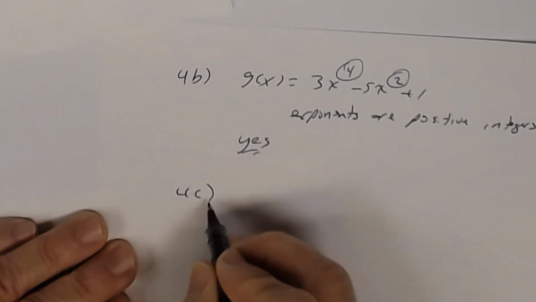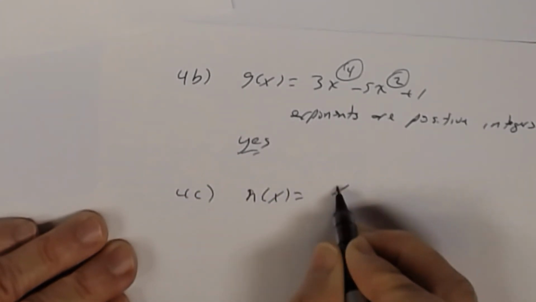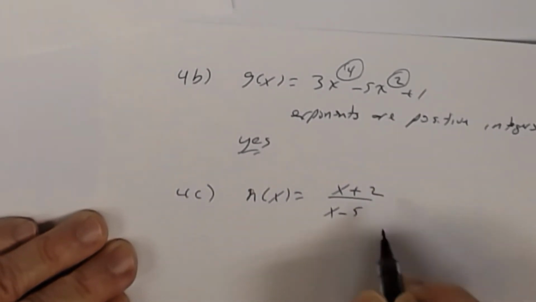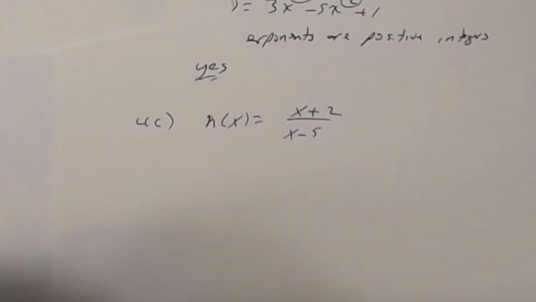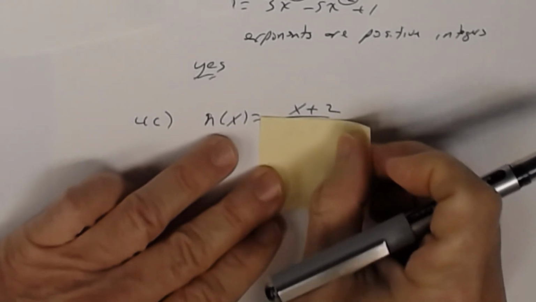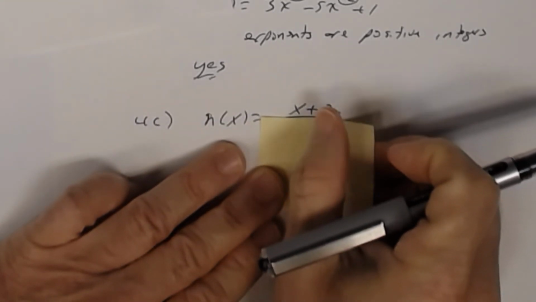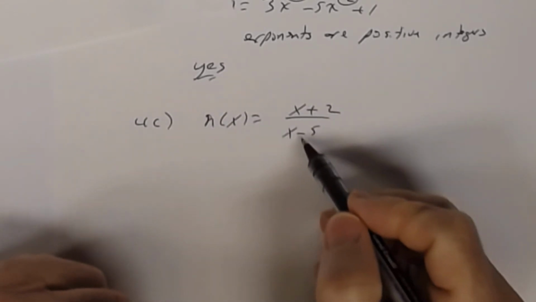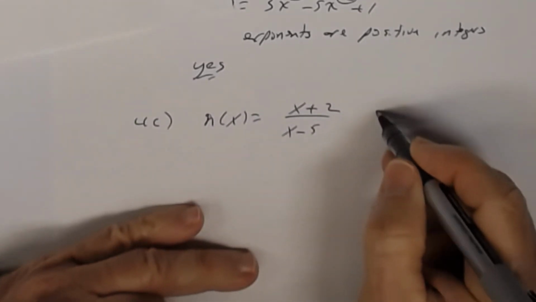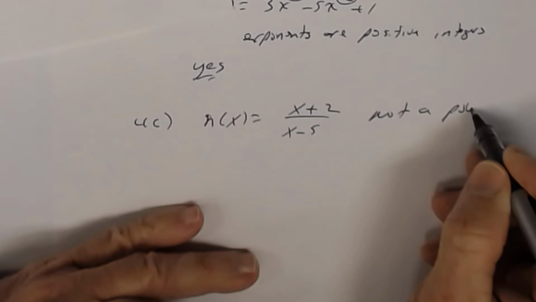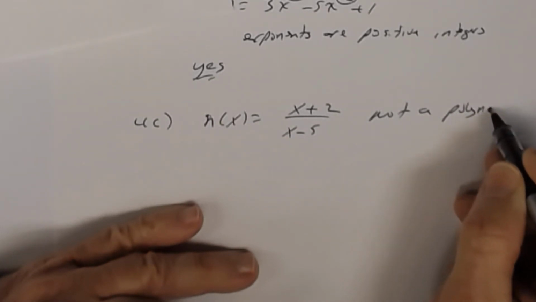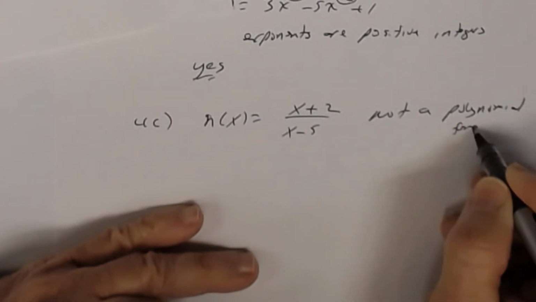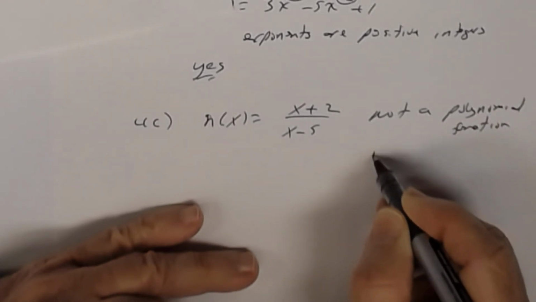All right, let's look at h. In 4c, we have h of x equals x plus 2 divided by x minus 5. Well, you'll notice that if I cover this part up, it seems like you're good, right? Because you have x to the first, the exponent's positive, but the problem is you have a variable in the denominator. So this is not a polynomial function. In fact, it's a rational function.